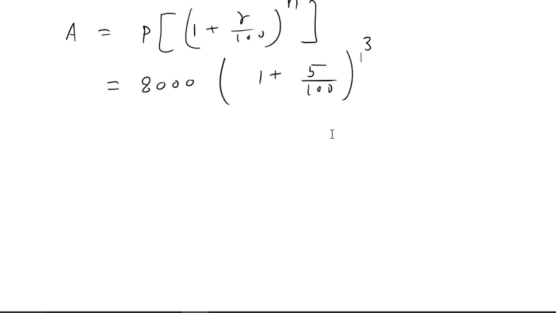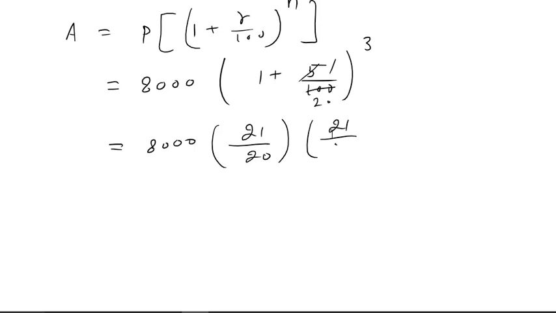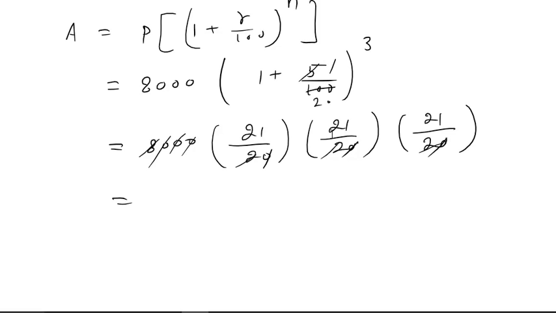Okay, so this is 8,000 into 1 plus 5 upon 100 power 3. So this is 8,000 into 5 1s are 5, 5 2s are, so 20 plus 1, it is 21 upon 20 into 21 upon 20 into 21 upon 20. Now 1, 2, 3 cancel, 2 to the 4 to the 8, so this 8 and this 8 will also cancel. So my result is 21 into 21 into 21. So 21 into 21 is 441 into 21.